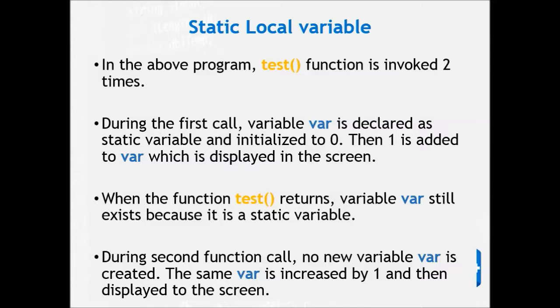During the second function call, no new variable var is created. This same var is incremented by 1 and then displayed on the screen. So when the function is called the second time, the var is incremented 2 times. So it shows us a value 2 on the screen.